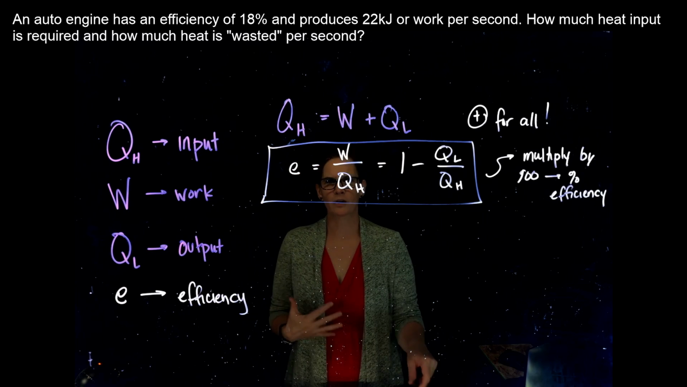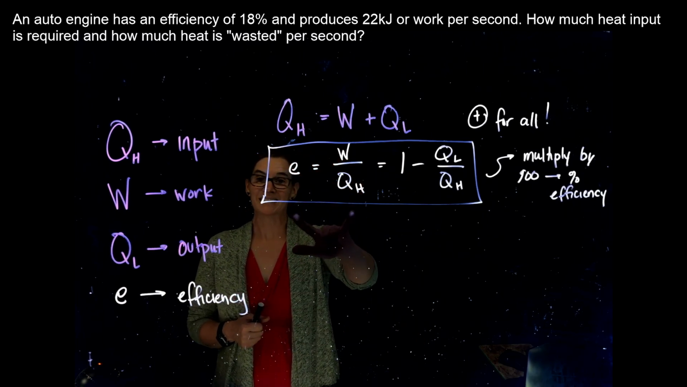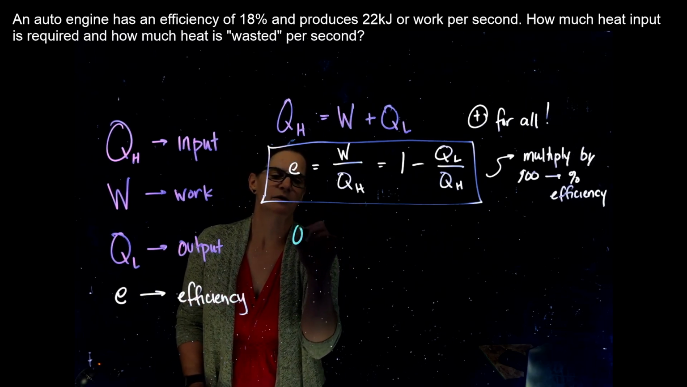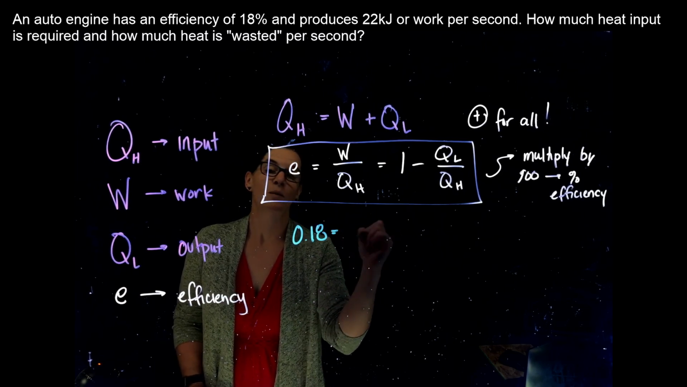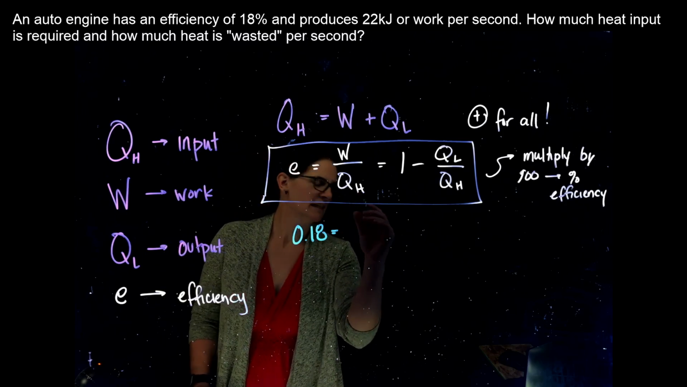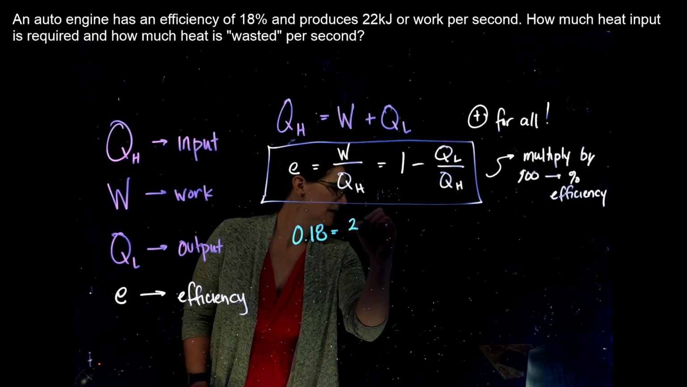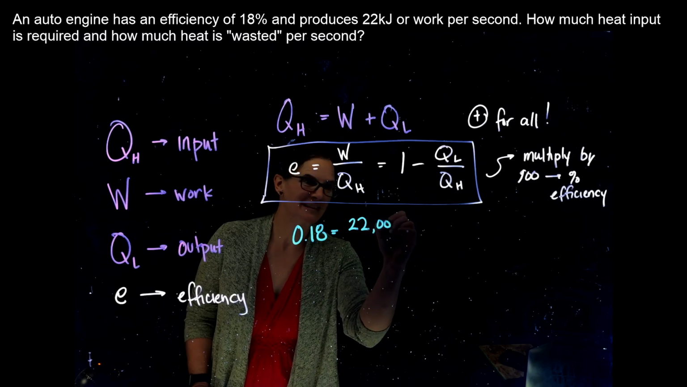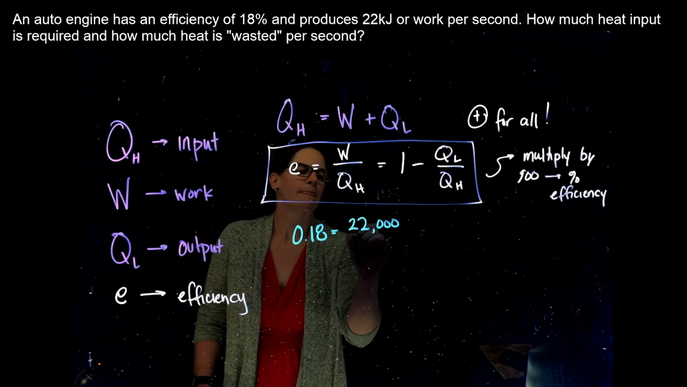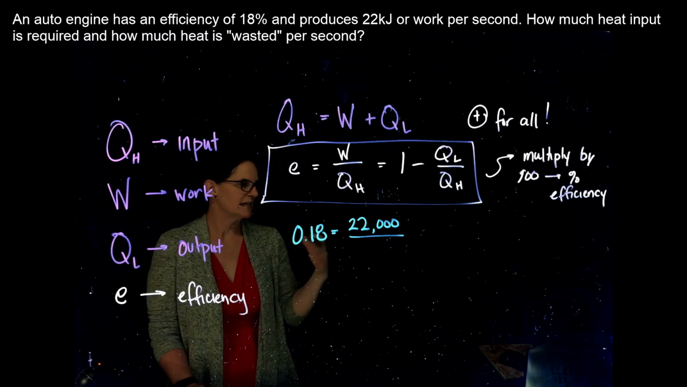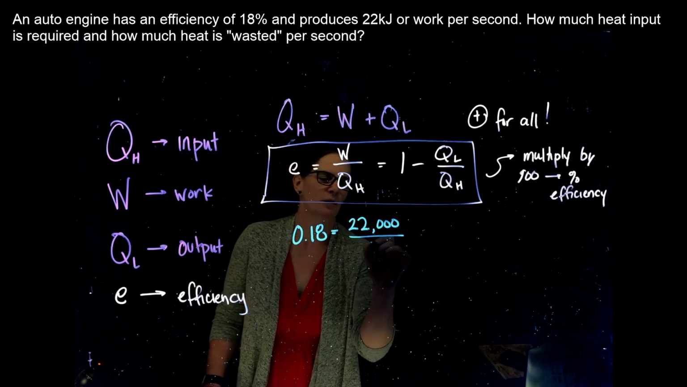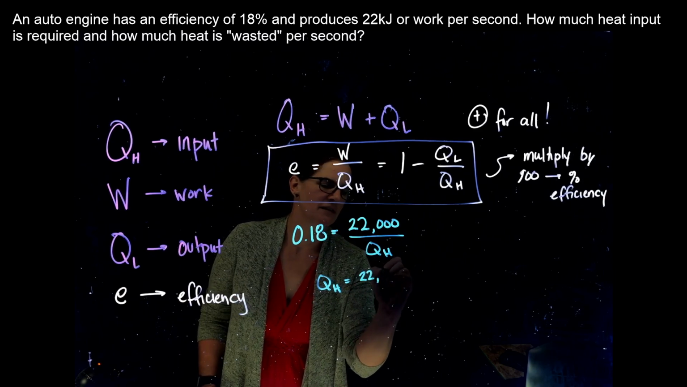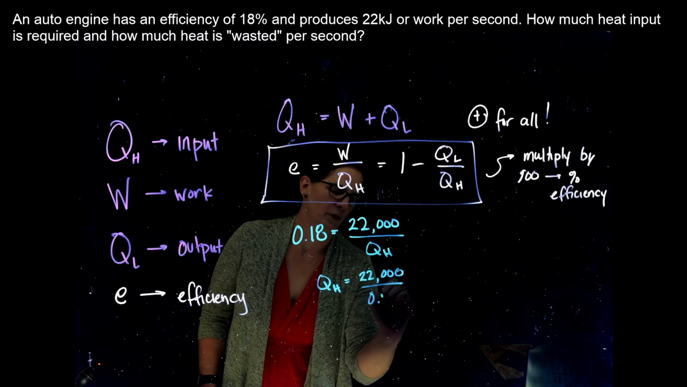So first of all, we want to know how much heat is required. Well, that is related to our efficiency. So we're told that the efficiency is 0.18. We know that the work output of this engine is 22 kilojoules. So 22,000 joules is the work divided by how much is inputted, which is what we want to know.